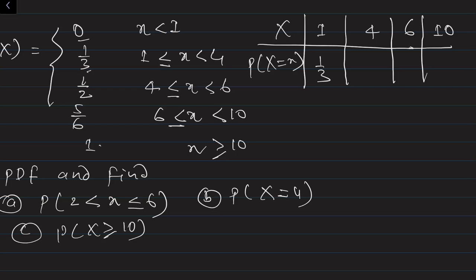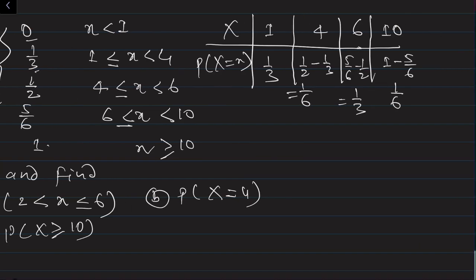And when it touches 4, the CDF becomes half, which means there must be something added, which is why the CDF becomes half, right? So we need to subtract this. So this is 1 over 2 minus 1 over 3, and this is 1 over 6. Similarly, when x equals 6, this is 5 over 6 minus 1 over 2. So this is 1 over 3. And when x equals 10, this is 1 minus 5 over 6. This is 1 over 6.